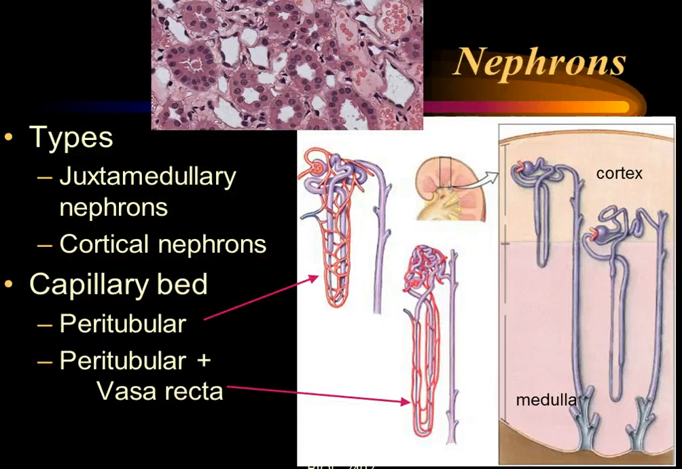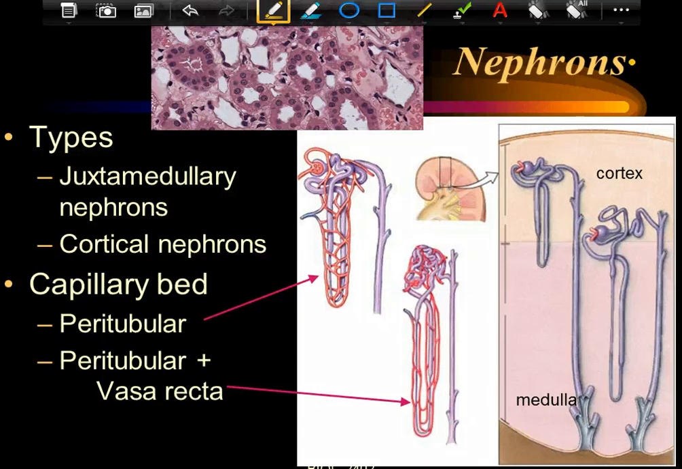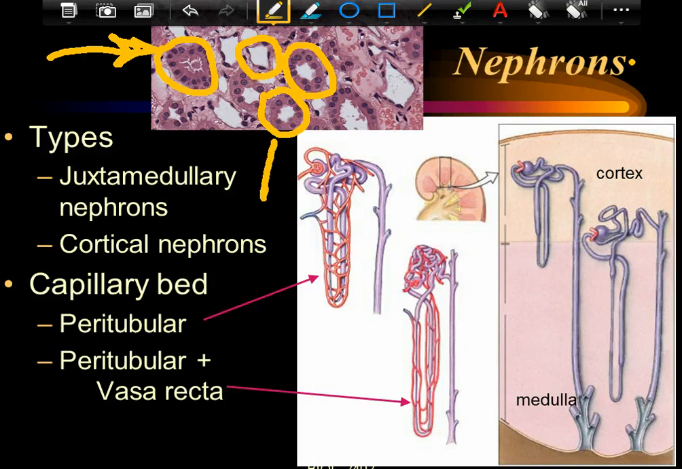Capillary beds. By the way, nice view of histology right over here of tubules. Here's a tubule. Look at this guy right here. It looks very different. That's a loop of Henle. This tubule right here looks different from that tubule. That's because this has got microvilli right in there. That's a PCT, and the other guys are distal convoluted. You'll see those in lab.